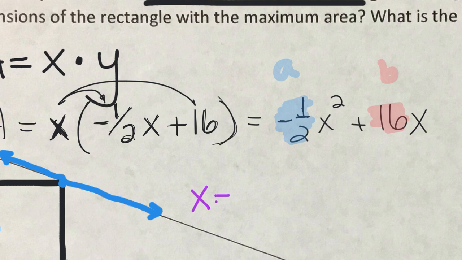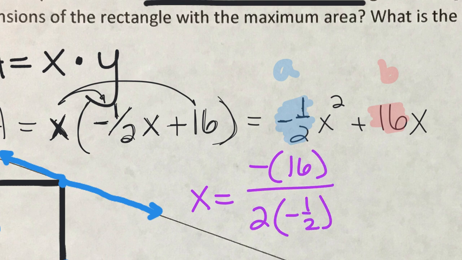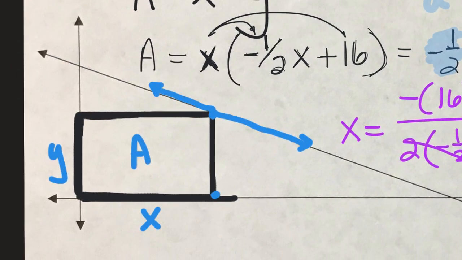X equals negative b, so the negative of 16 divided by 2 times a, negative 1/2. Okay, so 2 times 1/2, well, that's just 1. So negative 16 divided by negative 1 is 16. So there's my x coordinate, right? This has to be 16 units on the bottom as one of my dimensions.